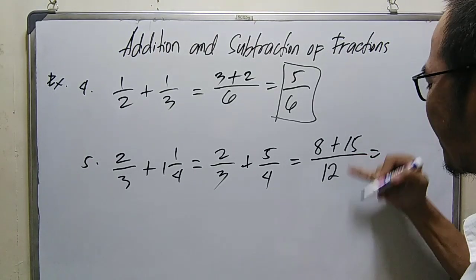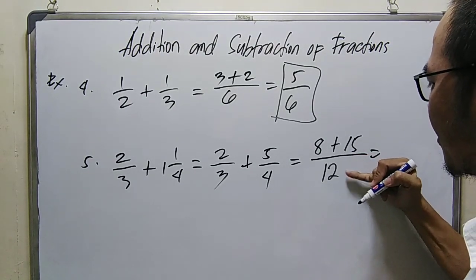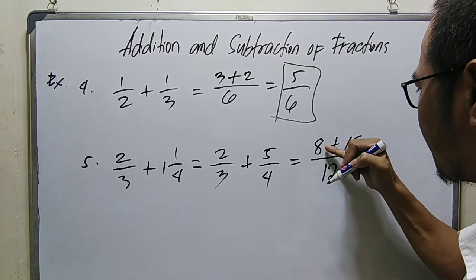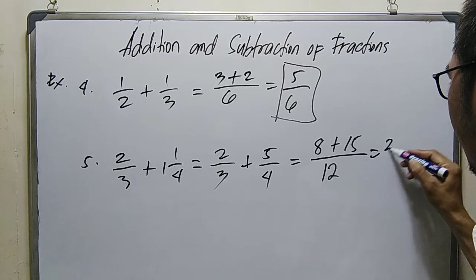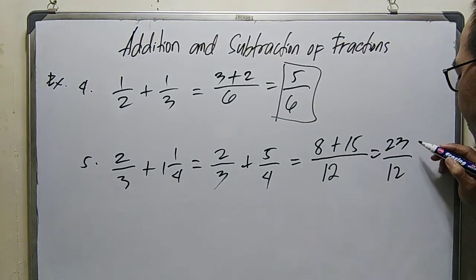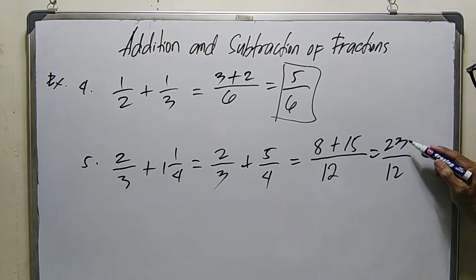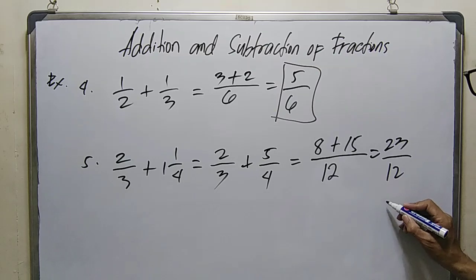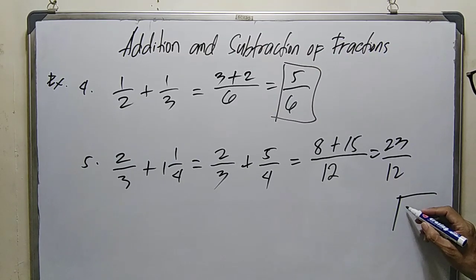Okay, so i-add na natin yan kasi nakuha na natin yung denominator niya. So i-add natin to. 8 plus 15 is 23. Okay, over 12. Then, from improper fraction, we have to change this one into mixed number. Okay, so i-divide natin yan.